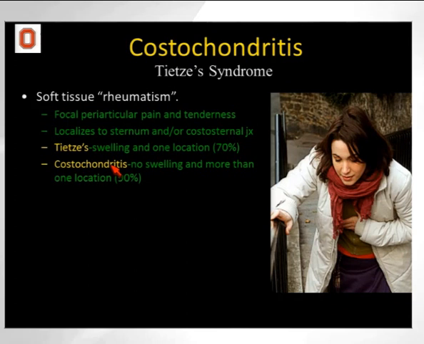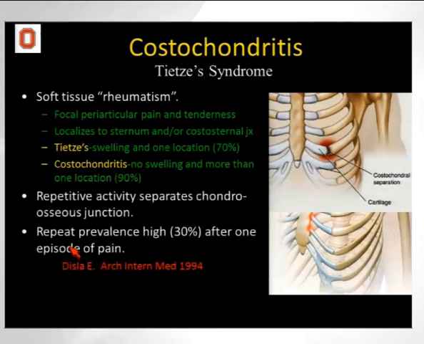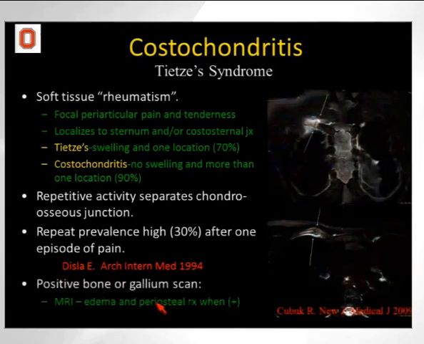Costochondritis, on the other hand, usually affects multiple ribs, usually from 2 to 6, and there is no soft tissue swelling. Now, the etiology is not known, but it's felt to be related to repetitive activity that causes separation of the cartilage from the actual bone. We know that this is an inflammatory process because this gallium scan results in a positive scan.